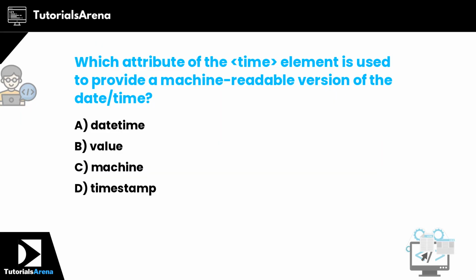Which attribute of the time element is used to provide a machine-readable version of the date time? The correct answer is option A, datetime.